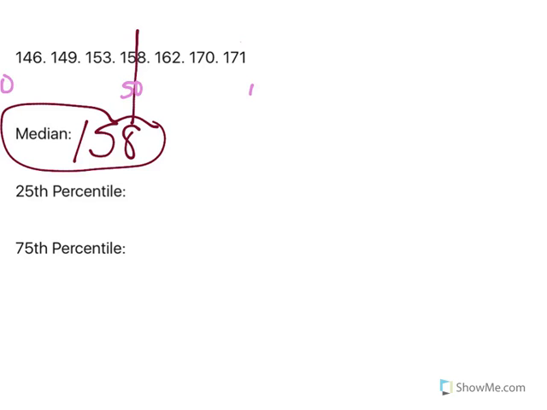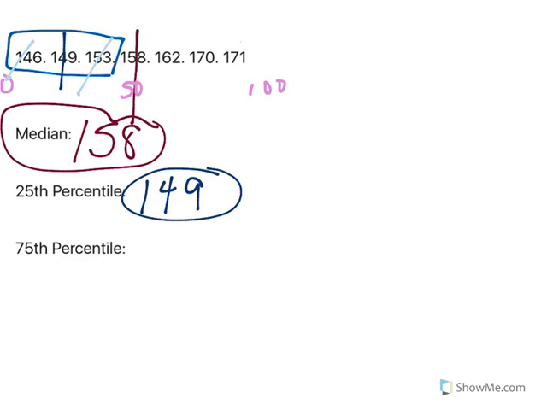And you can think of 0 is over here and 100 is over here. So the 25th percentile is going to be the halfway point between 0 and 50, which means I need to find the median again of just these front numbers. So when I find the median of those 3, again, slash method, take the smallest and the largest, I end up with 149. So my 25th percentile is 149.